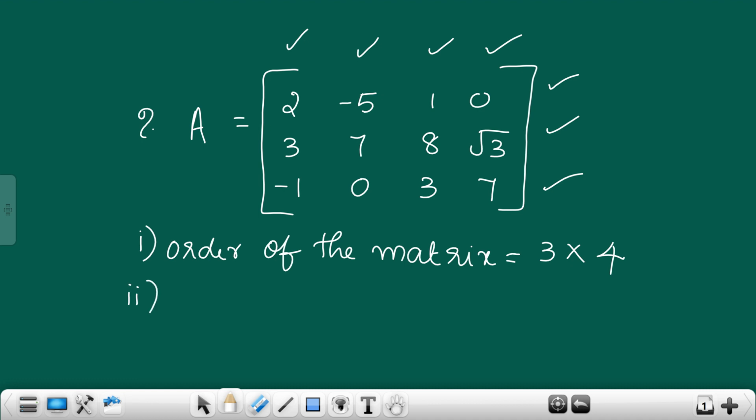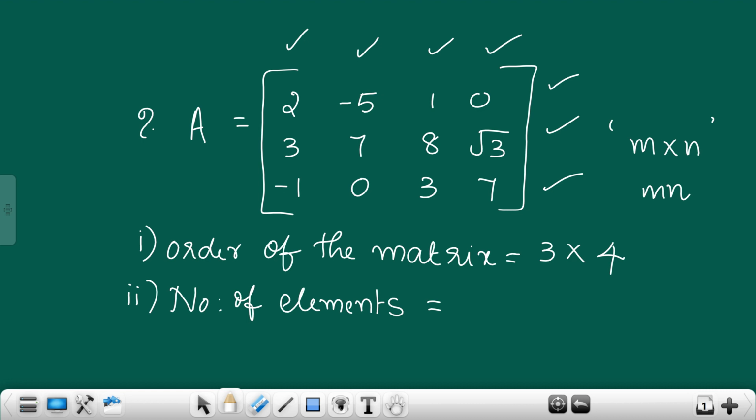Second part, number of elements. We already discussed: an m by n order matrix has mn elements. So here we can find number of elements as 12. 3 into 4 is 12 elements in this matrix A.